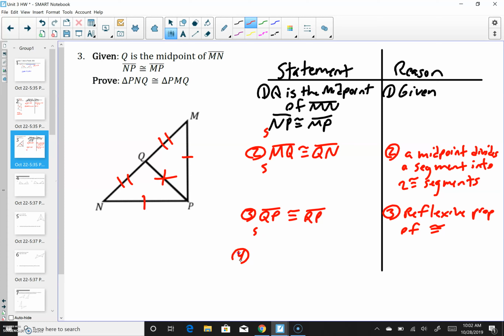So once we have three sides established, we can go to our proof statement. Triangle PNQ is congruent to triangle PMQ. And our reason is going to be side, side, side. And that's going to be all that we need for our first lesson on side, side, side proofs.